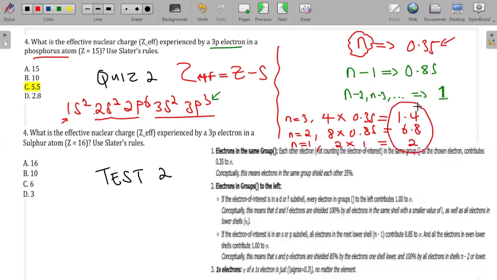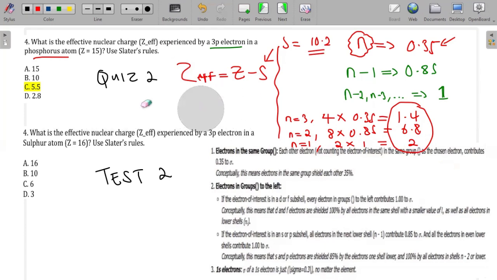So now I'll add all these here. That's how I'm going to find my S, which is just the shielding effect. If I add all those, I find S as 10.2. So that is my shielding effect. Now I can find my effective nuclear charge, which will just be equal to Z, which is 15, minus 10.2, which gives 4.8. When you look at the options, you don't have 4.8, so you pick the one closest to 4.8. No wonder C was the answer.